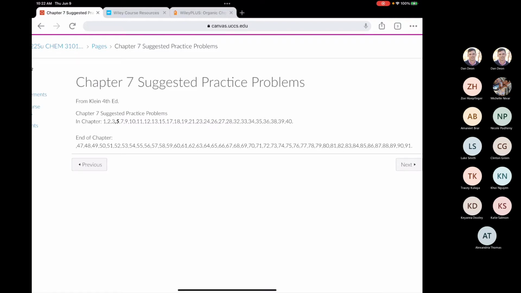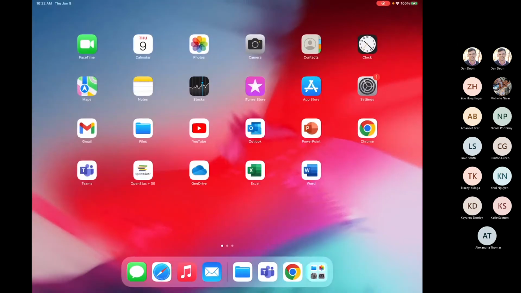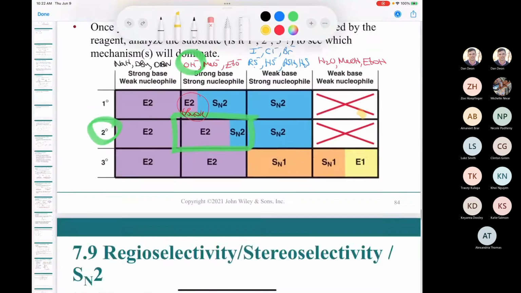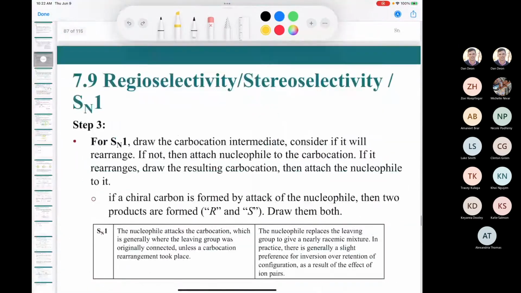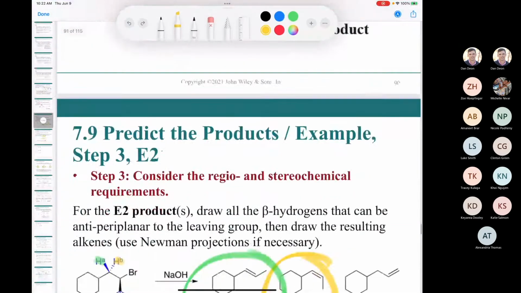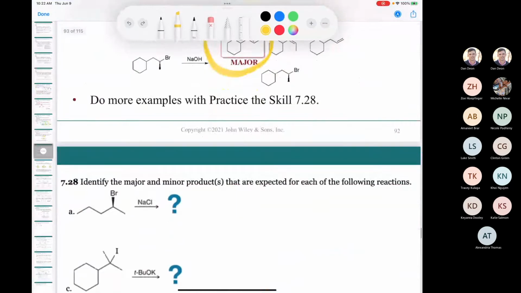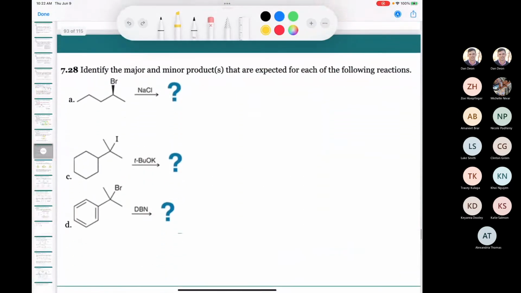If you understand all the problems, I would say this would be more than enough. If you want to go and get a different book or suss out some different problems, you could do that. But I would say there are more than enough problems in here to master the content. In fact, there's a ton of problems in there. So with all that in mind, I just want to show you a few additional bits of information that you need to have about SN1 and E1 and SN2 and E2.